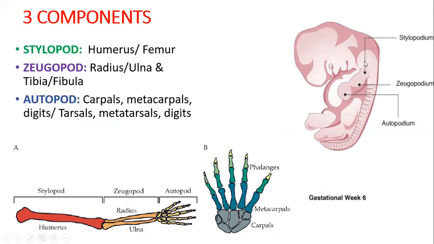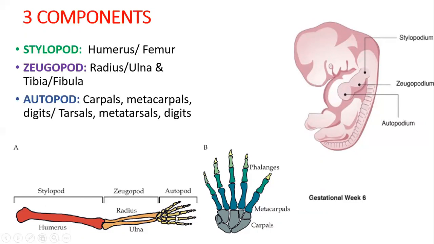You can see in the developing limb now, 3 parts are developed: stylopodium or the stylopod, zeugopodium or the zeugopod, autopodium or the autopod. The stylopod is later going to differentiate into the bones of the upper limb and lower limb, humerus in the upper limb and femur in the lower limb. Zeugopod is going to differentiate into radius and ulna in the upper limb, while tibia and fibula in the lower limb. While the autopod is going to differentiate into carpals, metacarpals, and digits in the upper limb, tarsals, metatarsals, and digits in the lower limb.